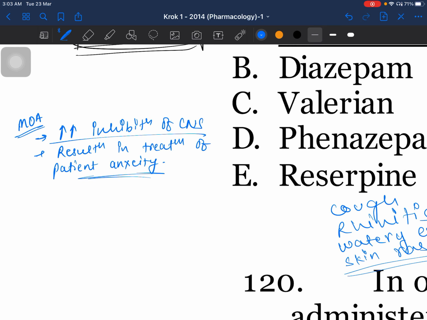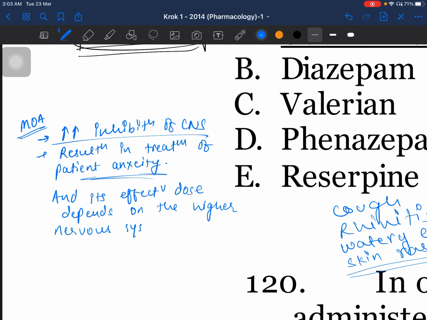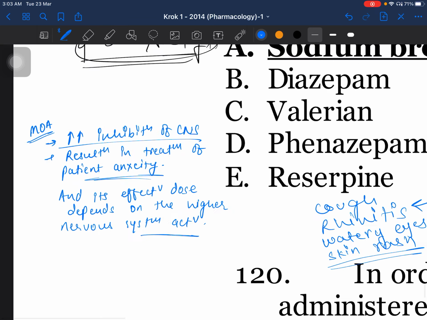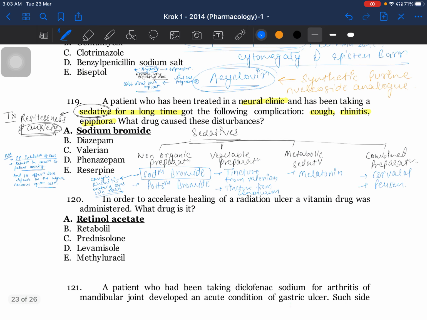Okay, and the effective dose of sodium bromide depends on the higher nervous system activity. It depends on the higher nervous system activity from person to person. Okay, this was all about the sedatives, and this was question number 119.